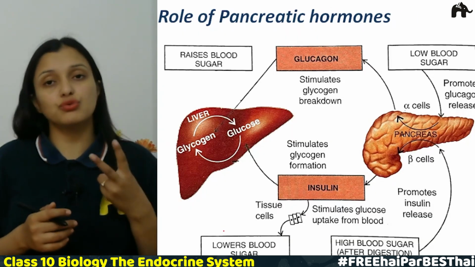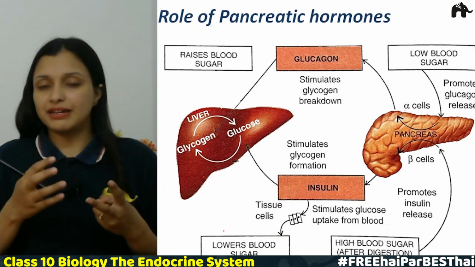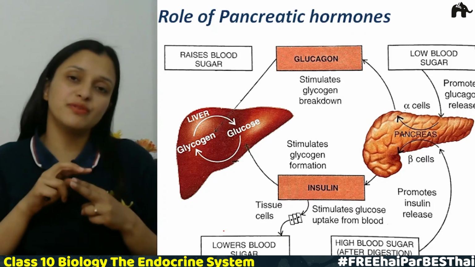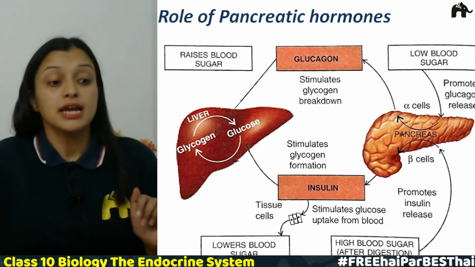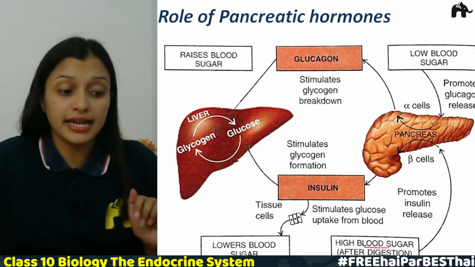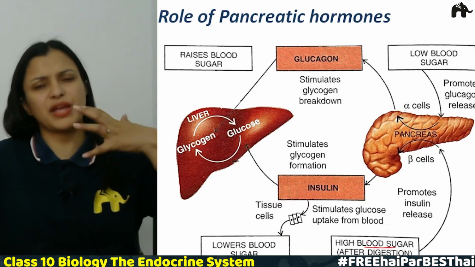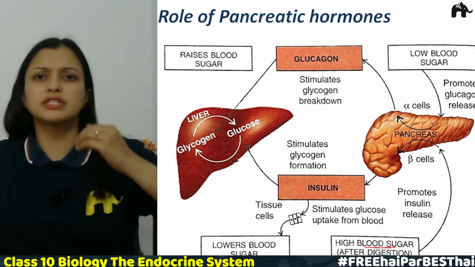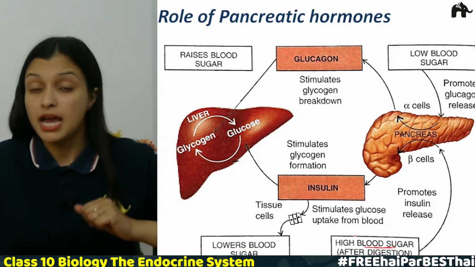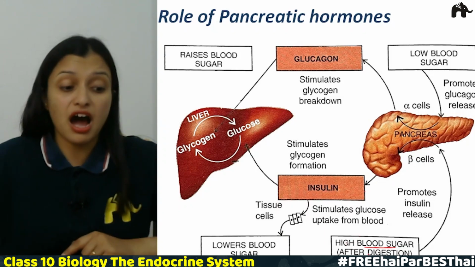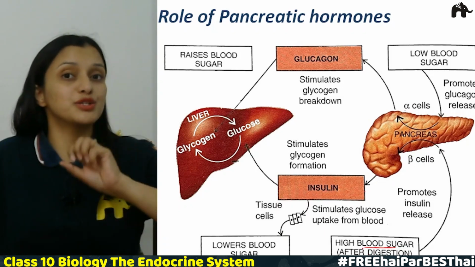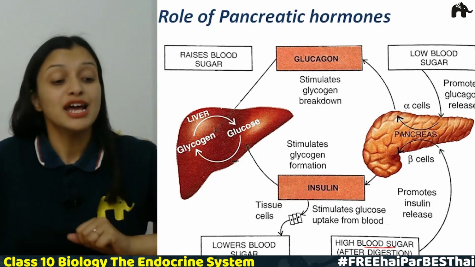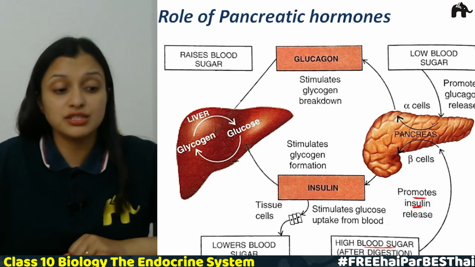So the two major hormones from the pancreas are insulin and glucagon. We will talk about them in this flow chart. So insulin: whenever there is high blood sugar in our body, as soon as we eat food, after some time our food gets digested. Now at this particular time, after digestion, a lot of glucose enters into our blood. So it promotes the insulin release.